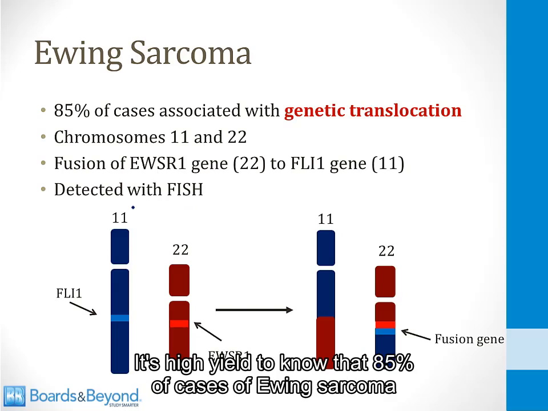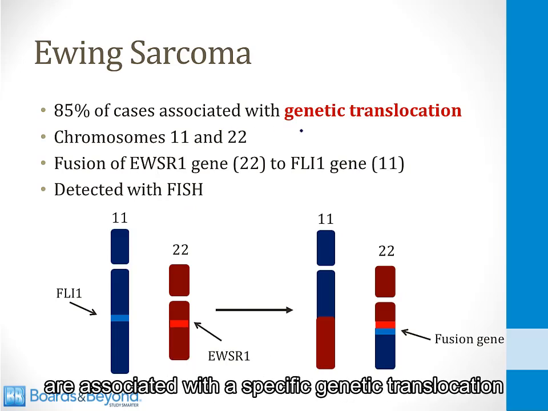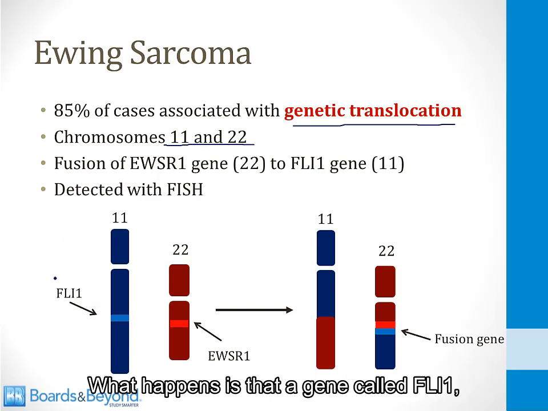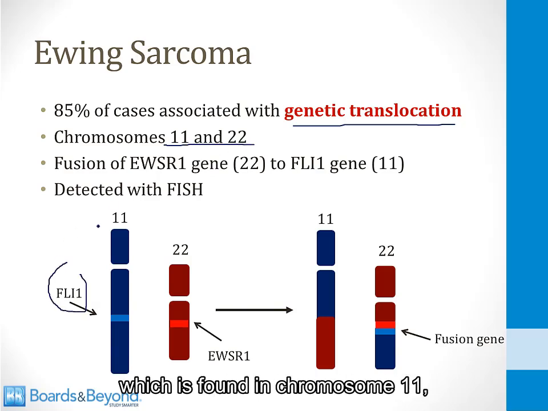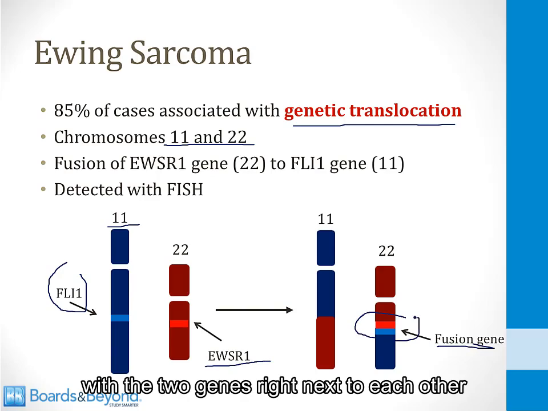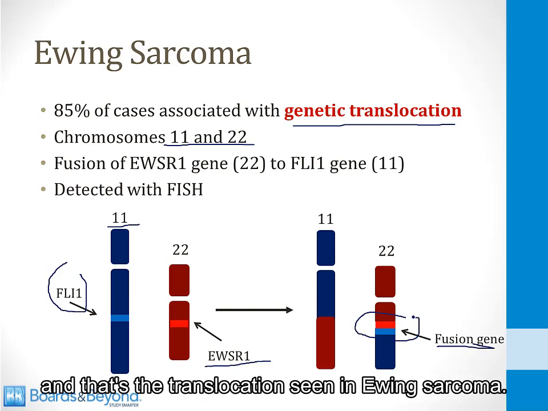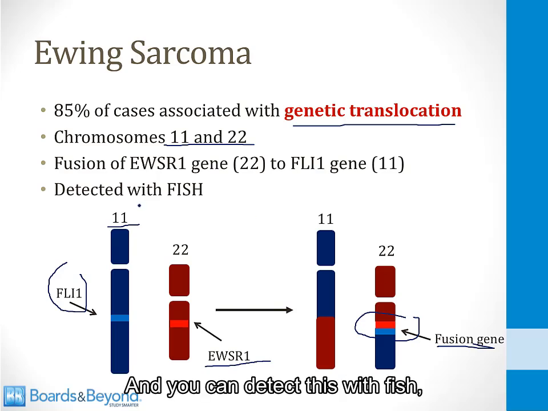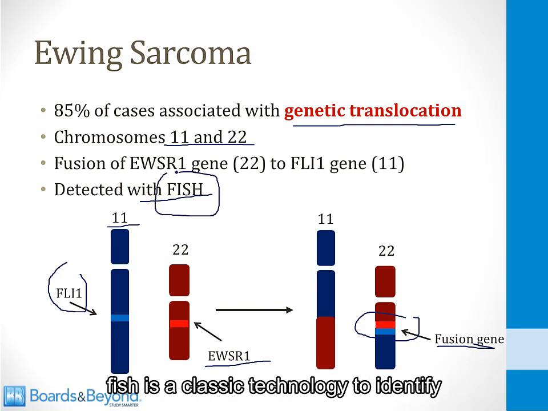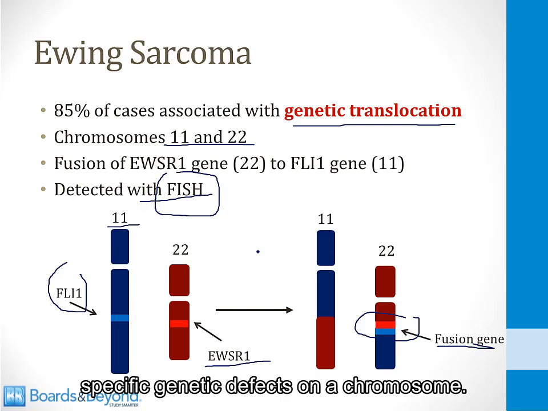It's high yield to know that 85% of cases of Ewing sarcoma are associated with a specific genetic translocation between chromosomes 11 and 22. What happens is that a gene called FLI1, which is found in chromosome 11, translocates to chromosome 22 right next to a gene called EWSR1. This forms a fusion gene with the two genes right next to each other, and that's the translocation seen in Ewing sarcoma. And you can detect this with FISH, which I talk about in the cell biology section. FISH is a classic technology to identify specific genetic defects on a chromosome.